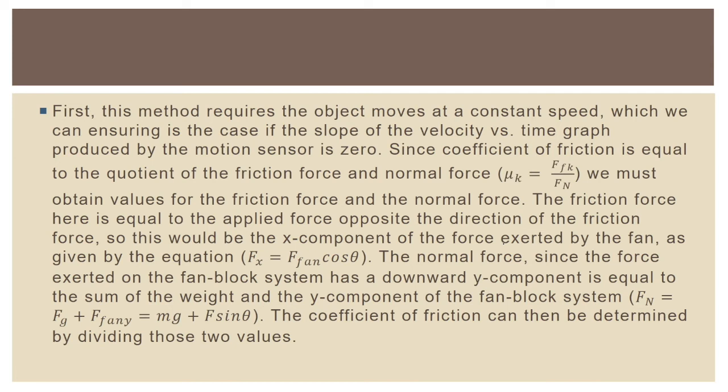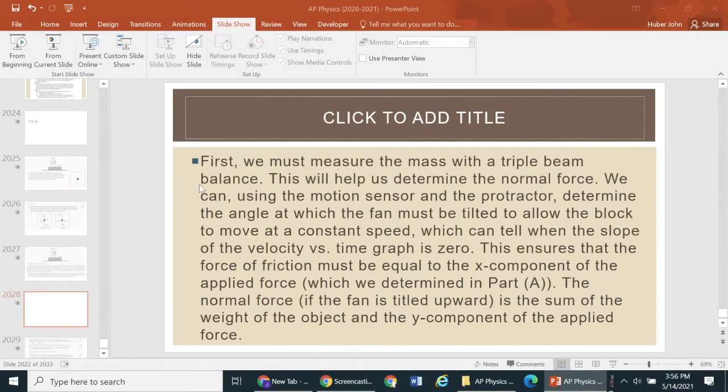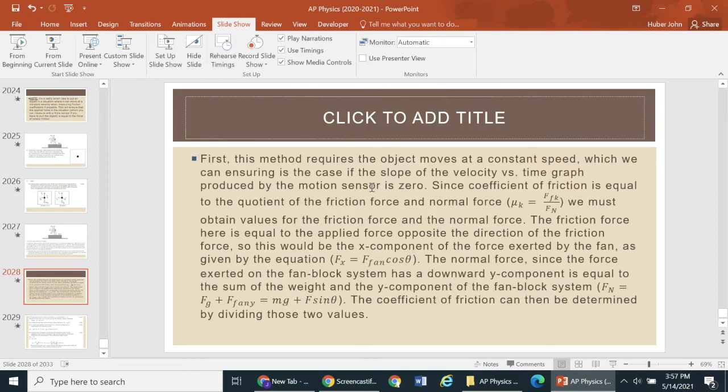Here's what I wrote. First, this method requires the object to move at a constant speed, which we can ensure is the case if the slope of the velocity versus time graph produced by the motion sensor is equal to 0.